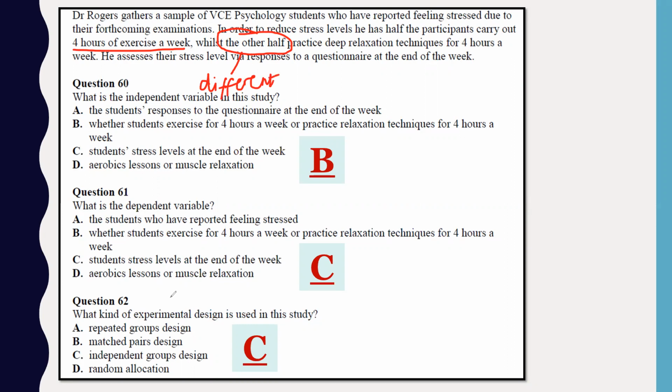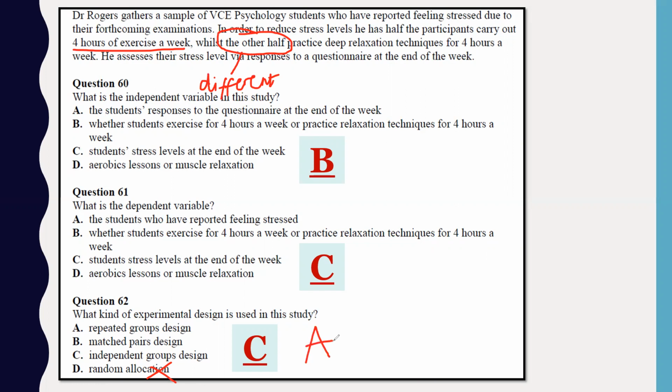If it was repeated measures design, the participants, it might have said something like he has half of the participants carry out 4 hours of exercise a week, and then the same participants then carry out the deep relaxation techniques, or the same participants come in the next week. So there's some indication that it's the same participants being used for both conditions. It's not matched participants because there's no indication that he's matched the participants on any variable. And random allocation is not even an experimental design to begin with. So that's why the best answer is C, independent groups.